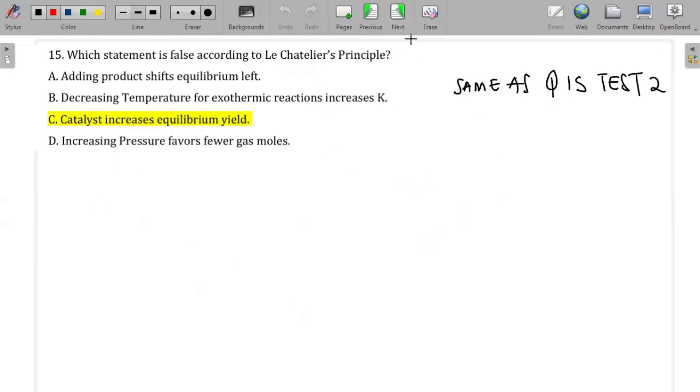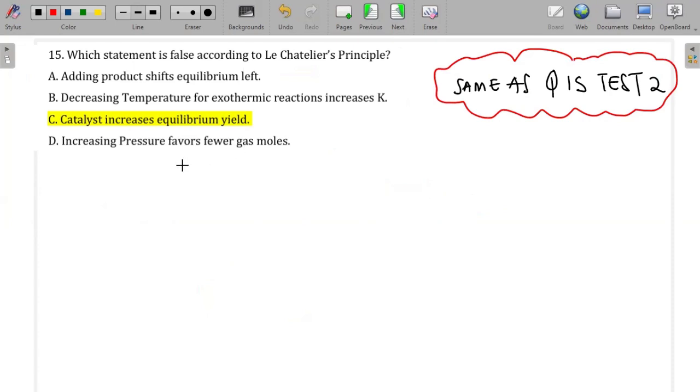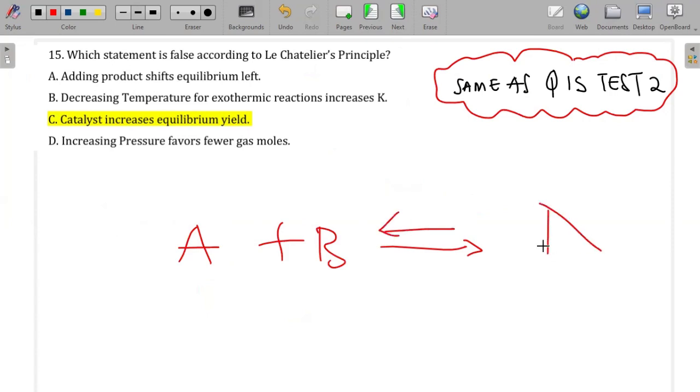Right, let's look at question 15. Question 15 was the same in both quiz 2 and test 2. They're saying, which of the following statements is false according to Le Chatelier's Principle? So they're saying adding product shifts equilibrium to the left. This is true because if I have A plus B, giving me D, if I add more of this, the equilibrium will shift there.